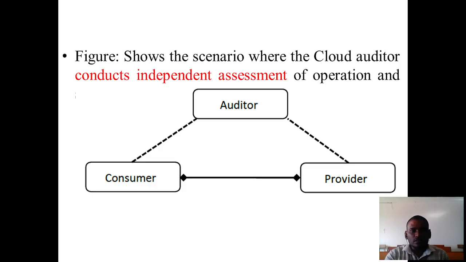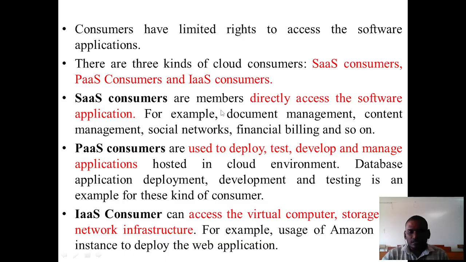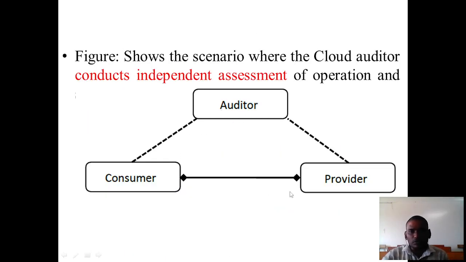Another figure shows a scenario where the cloud auditor conducts an independent assessment of operations and processes. So that's based on the cloud auditor and cloud provider. The cloud auditor takes the independent assessment between the cloud consumer and cloud provider. You take the different assessments: how much data will be used by the cloud consumer, and how much data will be provided by the cloud provider. Like that, you take the independent assessment. That's the auditor's work.